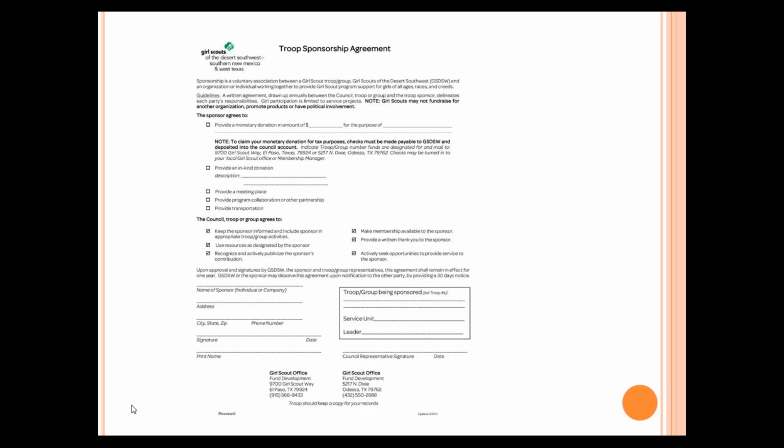And as you can see, it's pretty straightforward. You kind of go through the list, check off what applies, and give us the name of the sponsor, individual, company, address, city, state, zip, phone number, etc.